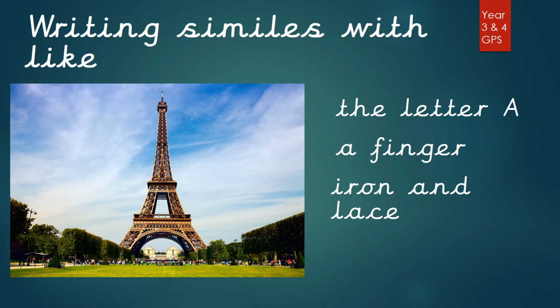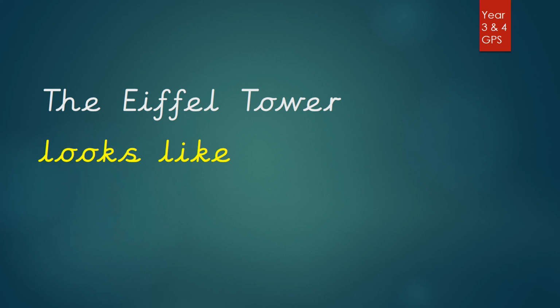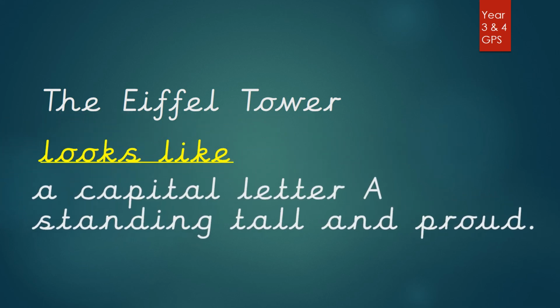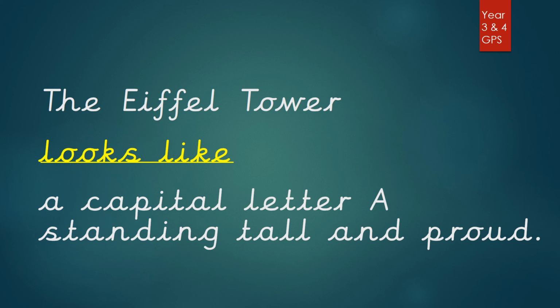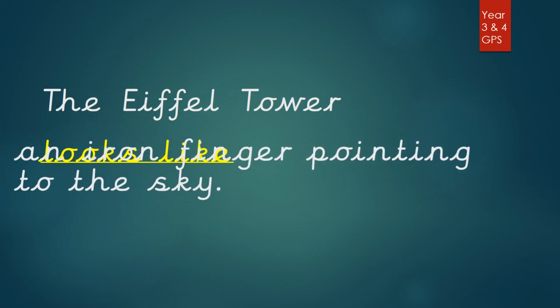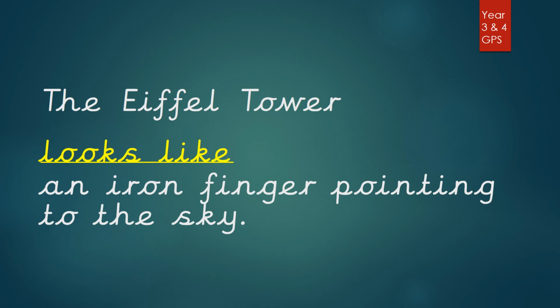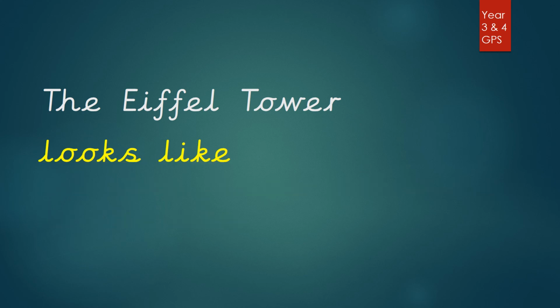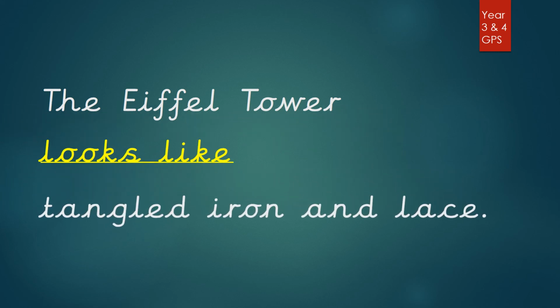How would we put these descriptions into a simile? The Eiffel Tower looks like a capital letter A standing tall and proud. The Eiffel Tower looks like an iron finger pointing to the sky. The Eiffel Tower looks like tangled iron and lace. So in all those sentences, we're comparing the Eiffel Tower with something else that it isn't. It's not made of lace. It's not a pointed finger. It's not a capital letter A. Yes, it's iron, but it's not tangled iron.